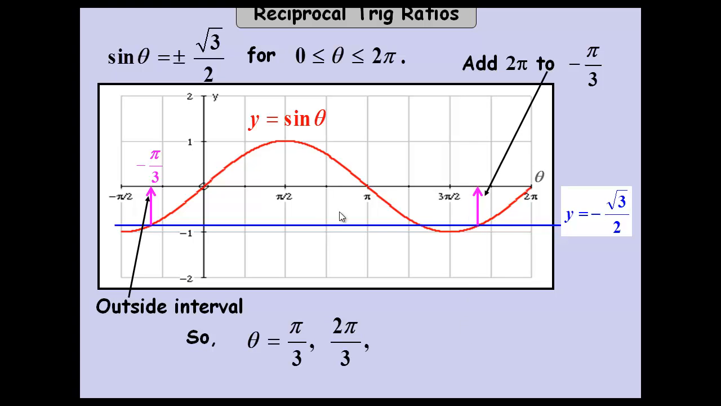Well, that value there is simply adding 2 pi. It's the equivalent value, isn't it, on the next period of the graph. So add 2 pi to that, you get 5 pi over 3. And then again, using symmetry, it's clear to see that that's 4 pi over 3. And there's your 4 solutions.